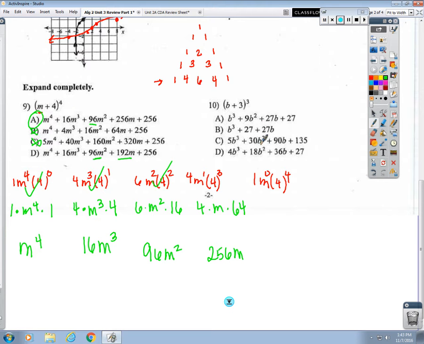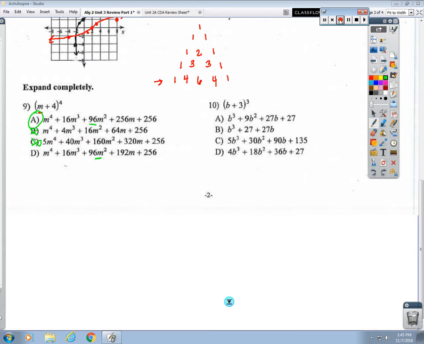Go ahead and quickly try number 10 by yourself just to practice this before I go over it. Okay, so she said, since it's cubed, you have to use this line, 1, 3, 3, 1. Now, that kind of lets you know you're going to have 4 terms in your final answer, correct? Correct. Which eliminates B. Plus, they should be in order. See how these are b cubed, b squared, b to the first, no b at all? That one was out of order. It had the constant before the b to the first.